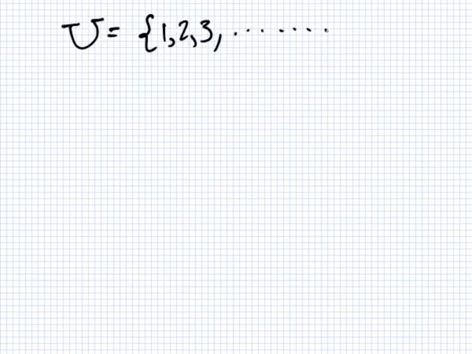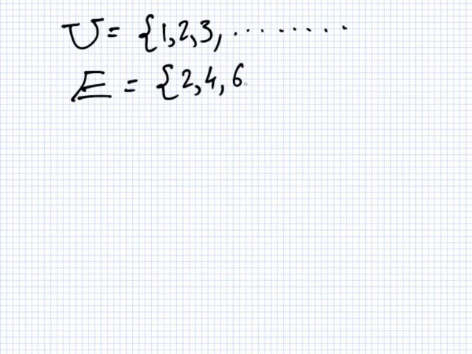Okay. So let's say we have the universal set. So we're looking at all the numbers from 1 all the way up to infinity. And let's say set E is the set of even numbers: 2, 4, 6, 8, 10, etc. This symbol here, oh okay, well let's do some true false. Let me just write some stuff down here.